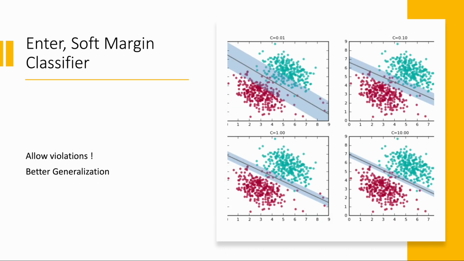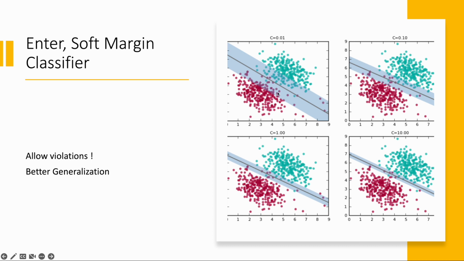Let's see it with one more example, and please ignore the C for the time being. We'll come to it in a minute. I've been telling you to ignore C, but we'll see what this C is. Let's see the first example. Here, the road is very, very thick, but we are allowing a lot of data points to be misclassified and to come on the road also.